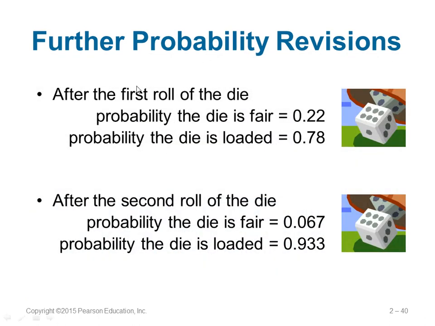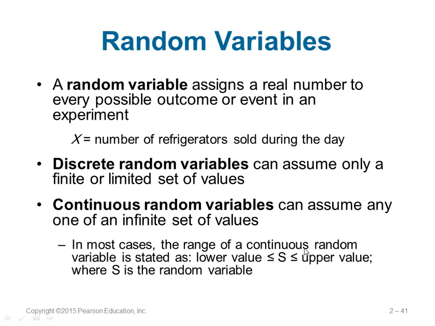So here you can see after the first roll of the die, the probability that the die is fair is 0.22 and that the die is loaded is 0.78, but after the second roll you see the probability has changed. For the fair die it is 0.6067, for the loaded die it is 0.933. This ends that topic. Now we will discuss what is called a random variable.